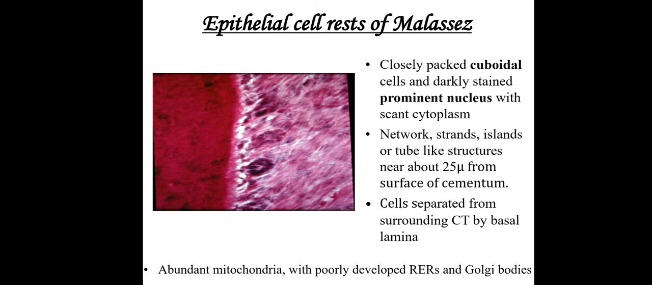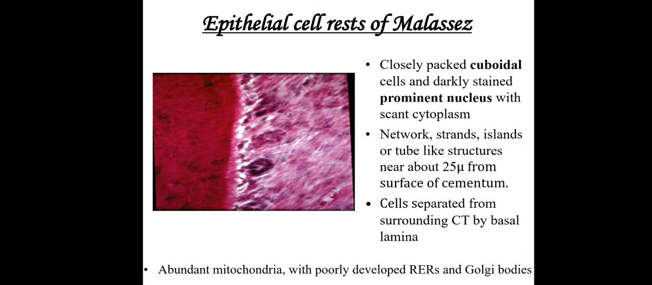They will be found in the periodontal ligament in the form of closely packed cuboidal cells with a darkly stained prominent nucleus. They will be found as clusters, islands, networks, or strands, or, as we can see here, tube-like structures, a collection of cells which will have a darkly stained prominent nucleus and scant cytoplasm. As you can see here, we have a roughly tube-shaped arrangement of epithelial rests of Malassez.